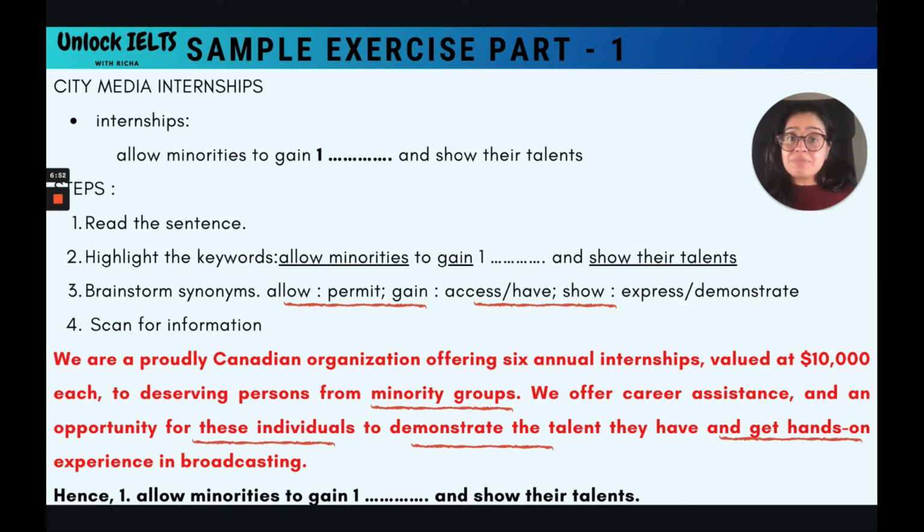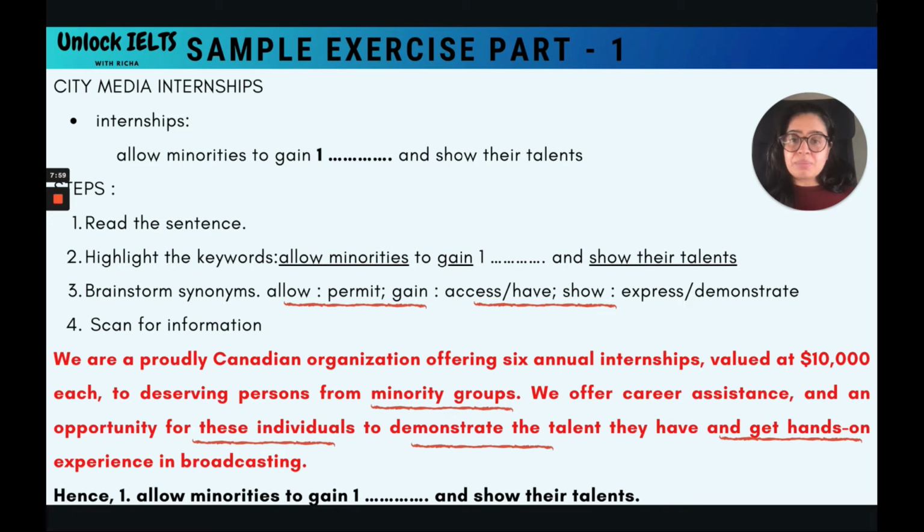Now, I have picked up that part of the passage which is related to the keywords given in the question. The second and third lines of the paragraph say, to deserving persons from minority groups, we offer career assistance and an opportunity for these individuals to demonstrate the talent they have and get hands-on experience in broadcasting. Going back to the question once again: allow minorities to gain or to have experience and show their talents.